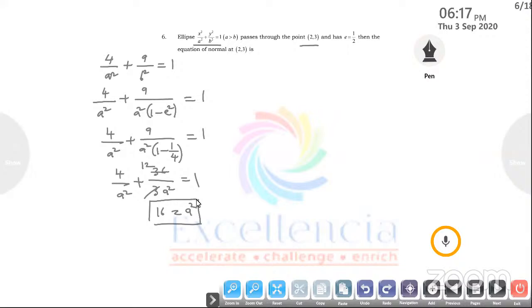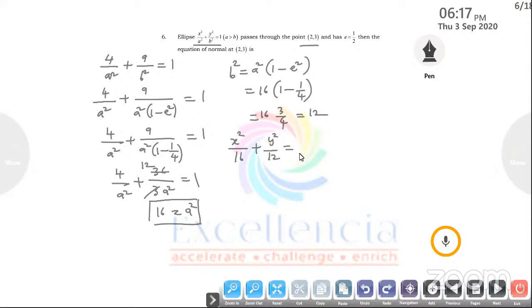Now try to get the value of b squared. We know that b squared is equal to a squared into 1 minus e squared. So a squared value is 16, times 1 minus e squared. e squared is (1 by 2) whole square, that is 1 by 4. So 16 into 3 by 4 becomes 12. So the b squared value is 12. And the equation of the ellipse is given by x squared by 16 plus y squared by 12 equal to 1.